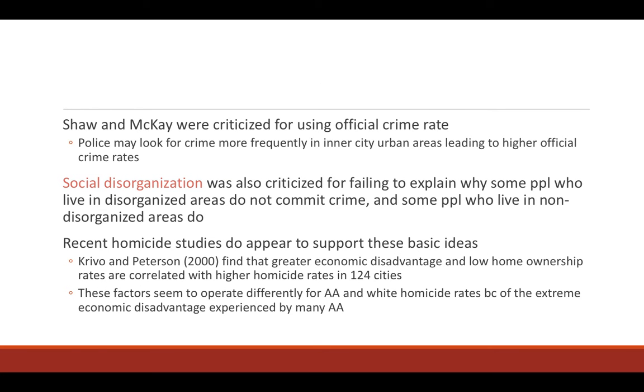Shaw and McKay were criticized here for using official crime rates because perhaps police are looking at the inner city and urban areas and policing them more heavily, and therefore leading to higher official crime rates.